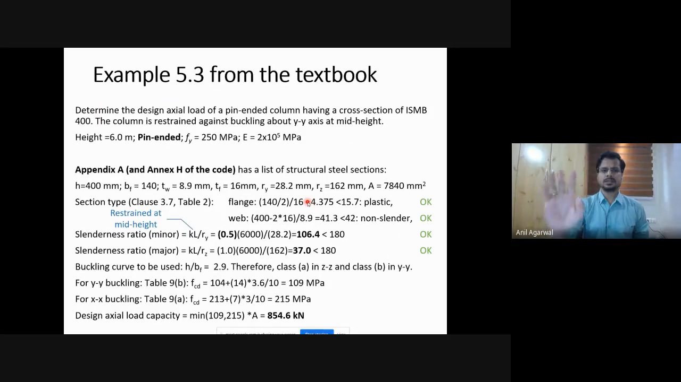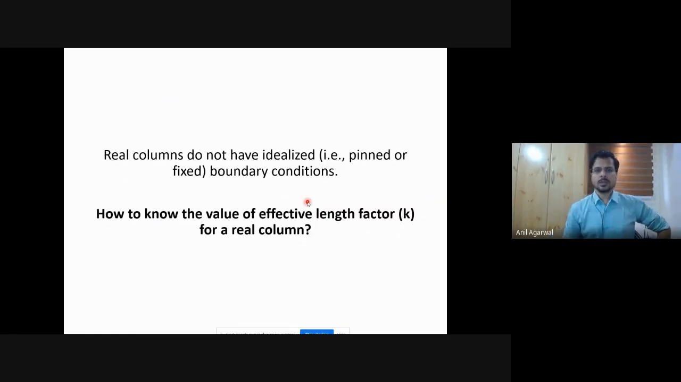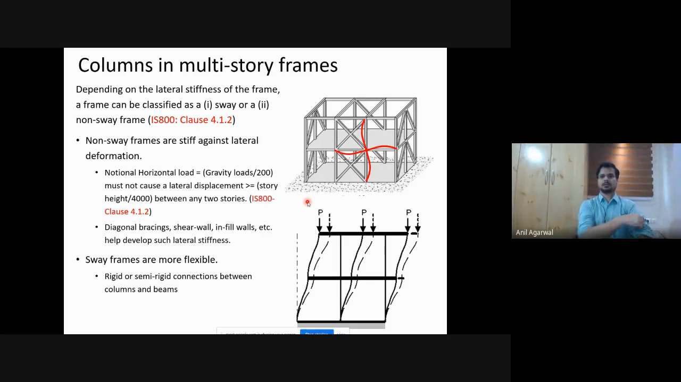There is an example I have solved. This is basically taken from the textbook, so you can go through it. I'm not going to repeat this example. It's a straightforward example. This must have been the first example that you solved as a BTech student in this course. Okay, so what's the time now? I think I have 20 minutes. We can initiate this discussion and then we will do an example in the next class.